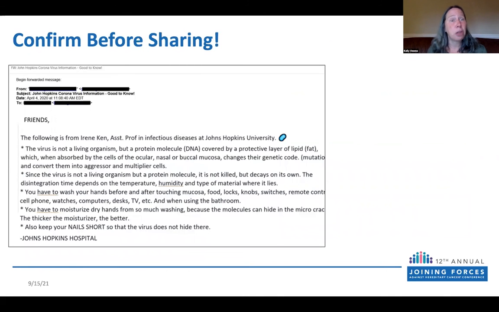And confirm before sharing. So this is an example of an email chain letter that was sent around at one point in time. And I've gotten a number of these from family members in different ways. So wanted to highlight a number of different things.